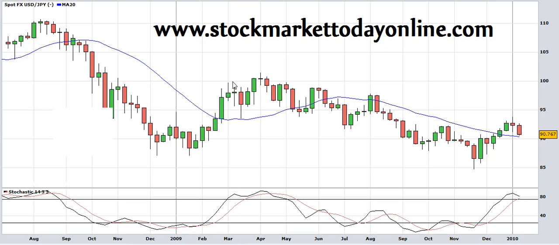Now when we look at the actual wicks on the top and on the bottom, this just shows us where the prices fluctuated during the day to this high, and on the opposite end of the body, this wick shows us where the prices fell to this low before ending up closing at this horizontal.